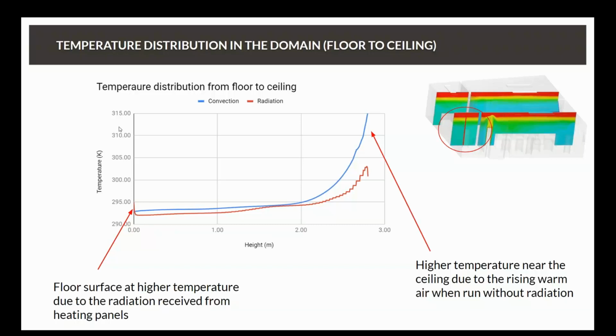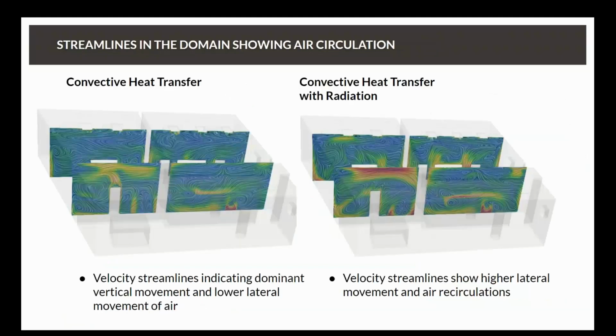So the blue line is the convection study. On the left-hand side, the floor is a little bit cooler, which makes sense because there's no radiation being emitted from any source to it. And on the right-hand side, it's a little bit warmer because the heat is only convecting from those heat sources and it isn't able to be radiated out into the local room.